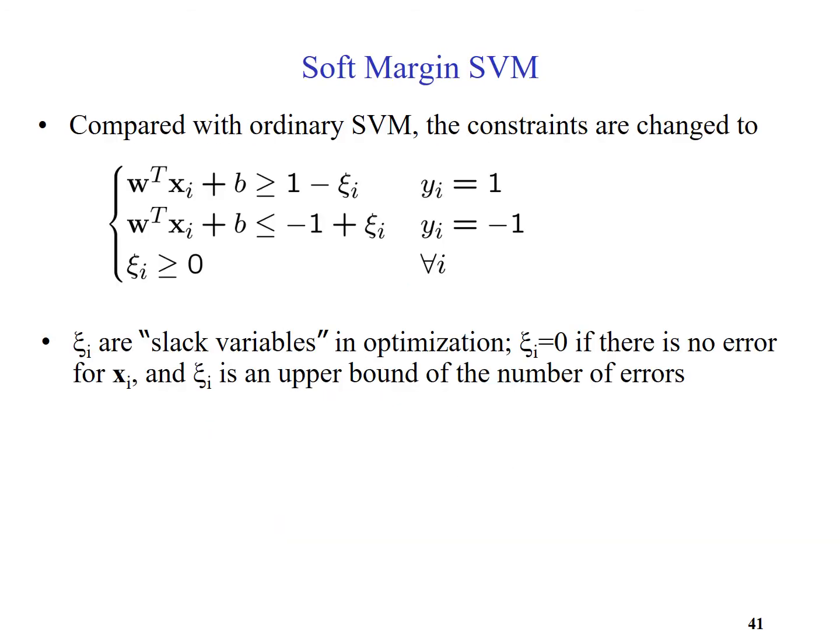So soft margin SVM is very similar to the linear SVM, just a few differences. If you look at this definition here, this is the definition of soft margin SVM. The similarity between linear SVM and soft margin is they both maximize margin. That is the common thing, and there are some differences here.